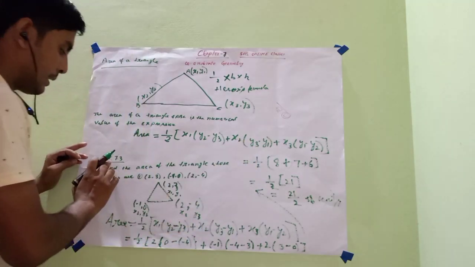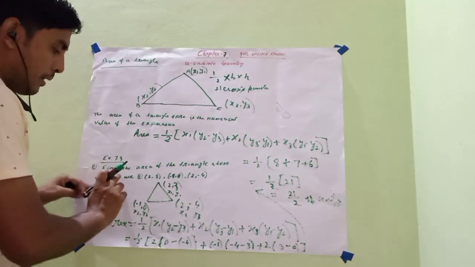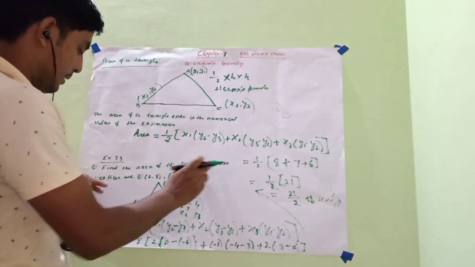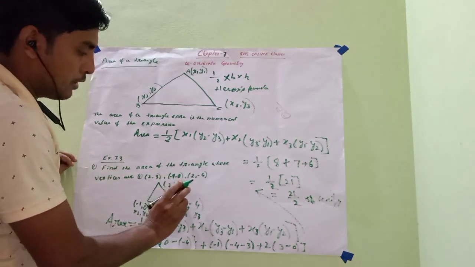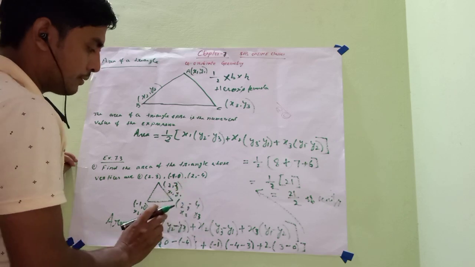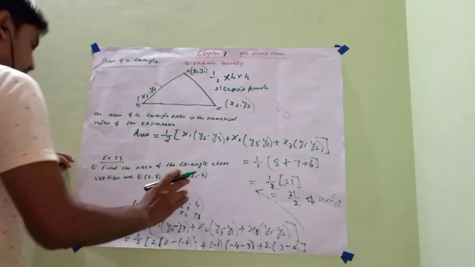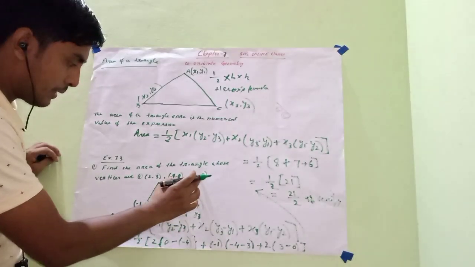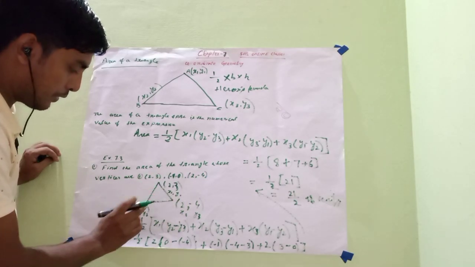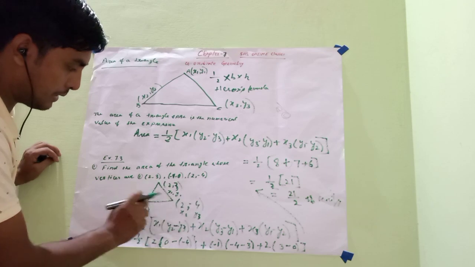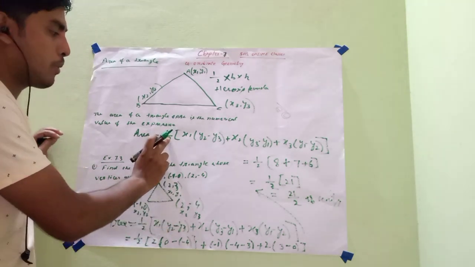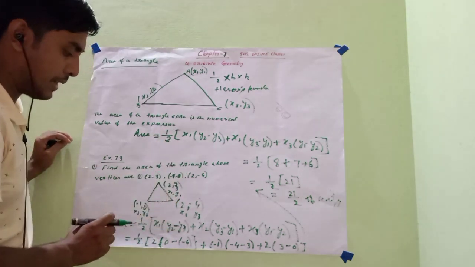Now in exercise 7.3, find the area of the triangle whose vertices are (2, 3), (minus 1, 0), and (2, minus 4). Suppose you draw the figure: this is (2, 3), (minus 1, 0), and this (2, minus 4), these three vertices. Now you have to use this formula to find the area of this triangle.